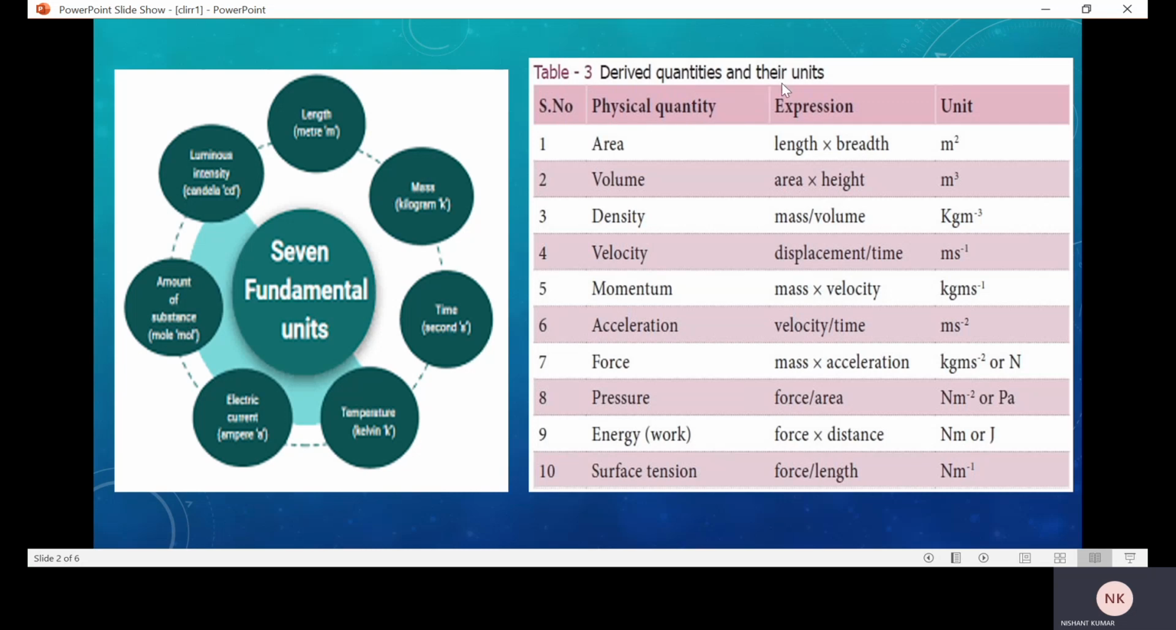These are some of the derived quantities and their units. The unit of area is meter square. The unit of volume is meter cube. The unit of density is kg per meter cube. The unit of velocity is meter per second. The unit of momentum is kg meter per second. The unit of acceleration is meter per second square. The unit of force is kg meter per second square, or Newton. The unit of pressure is Newton per meter square.